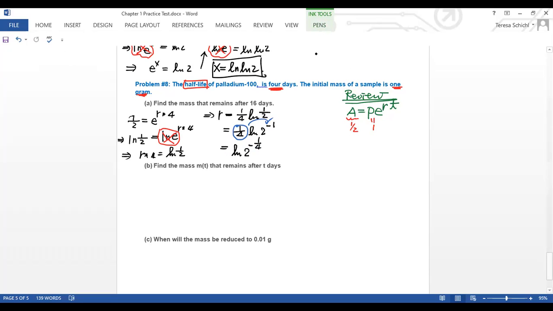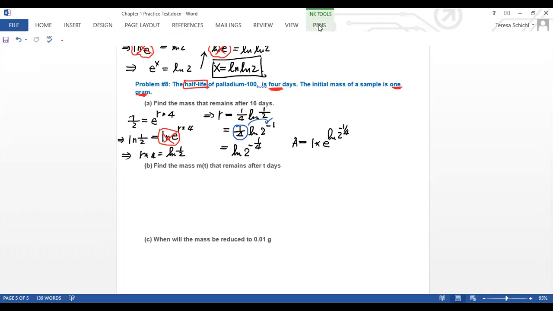Okay, all right, so now they ask you what is the amount for the 16 days, right? So the amount for the 16 days, that means A is equal to Pe^(rt). P is 1. e, what is r? Natural log of 2 to the negative 1/2, times 1/4. Okay, let me erase this Pe^(rt) so I have a little bit more space.